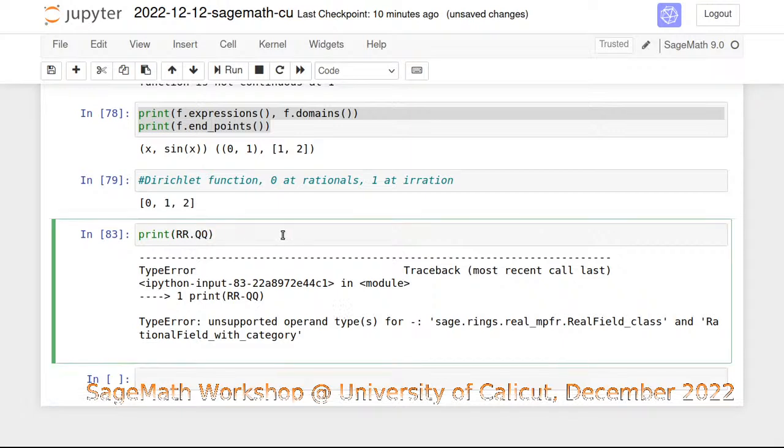Or maybe we cannot take RR to be a set entirely. It's something different. Sage defines it to be a real field or real ring; it belongs to a class called ring, not actually a set. So our intention is to define the Dirichlet function in SageMath. How do we do that? It's actually a function.